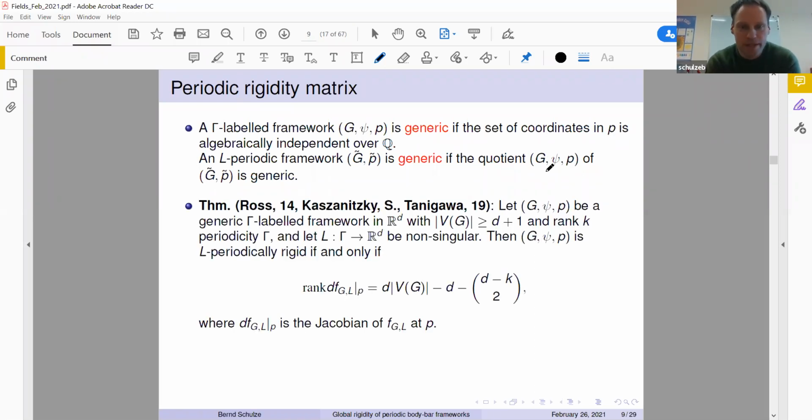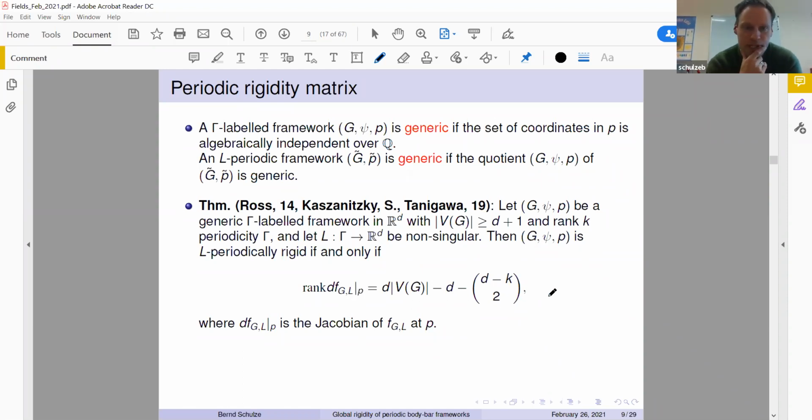Then we have the first basic result, which was proved by Elissa Ross, and this was slightly extended by myself and Viktória Kaszanitzky. This theorem says that if you have a gamma labeled framework that is generic and it has not too few vertices, then this framework is rigid, so locally rigid, if and only if the rank of this rigidity map that we just looked at in the previous slide is equal to this number.